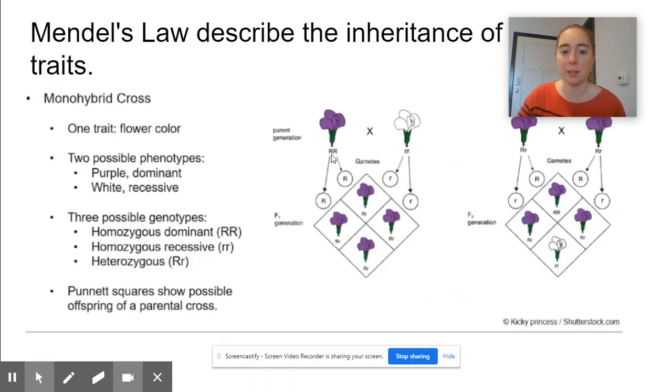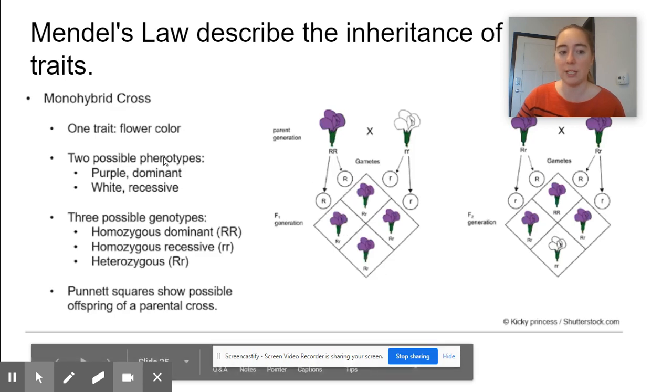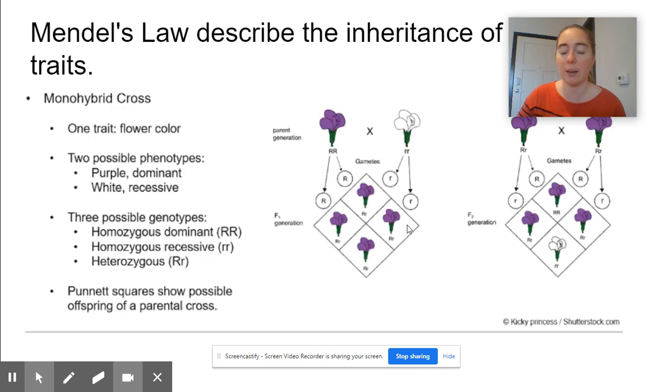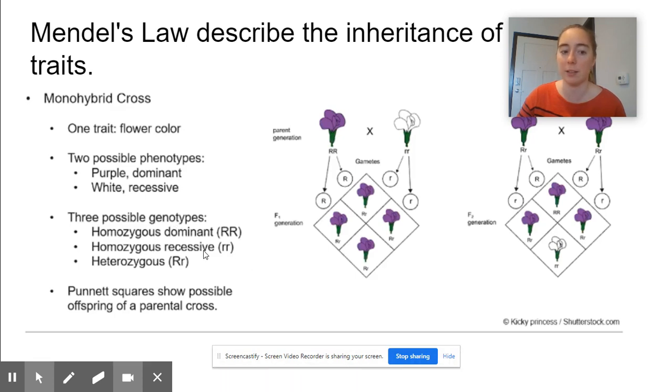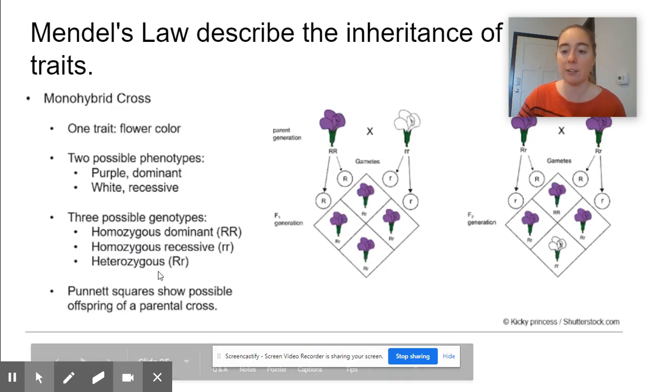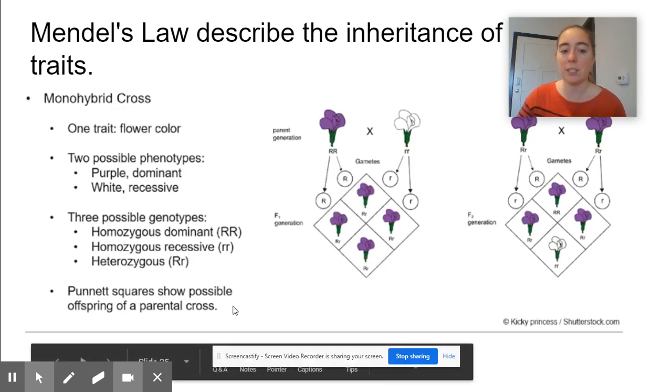So a monohybrid cross looks something like this, where you've got a big R, little r, little r. We carry down each of those, and we end up with two possible phenotypes, purple, dominant, and white, recessive. But in this case, we end up with all that are going to be purple or dominant. There are three possible genotypes: big R big R, which is homozygous dominant, little r little r, homozygous recessive, and heterozygous, which is big R, little r. Punnett squares show possible offspring of a parental cross. So these are all the possibilities that we could get if we were to cross those two things.